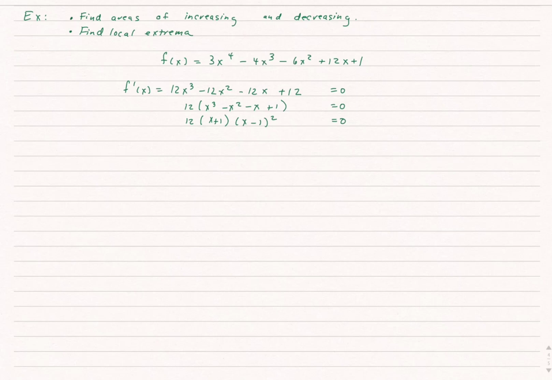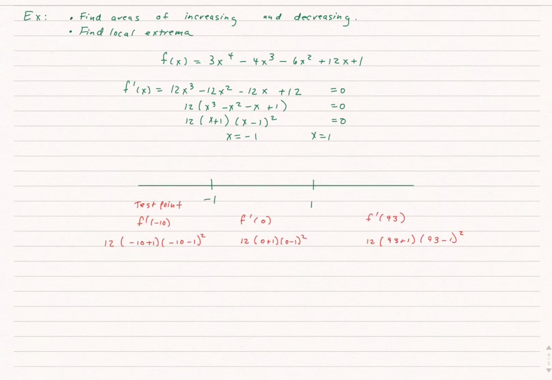But when I factor it, I get the following. I get that x plus 1 times x minus 1 all squared times 12 equals 0. Again, the 12 isn't going to matter, but I get two critical points. I get x is equal to -1 and x is equal to 1. So I know I've got three areas to worry about.